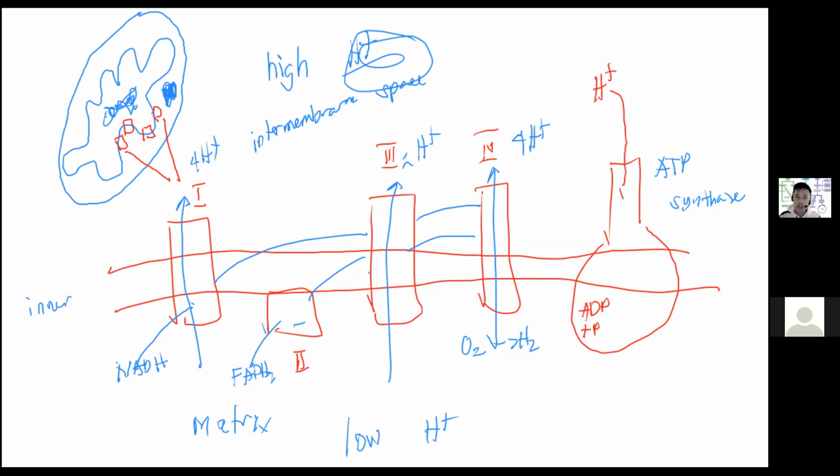So as the hydrogen ions go back to the matrix through the ATP synthase, what happens? The ATP synthase will rotate. As the ATP synthase rotates, it causes the combination of ADP to ATP. So that's it. It is able to produce your ATP now.